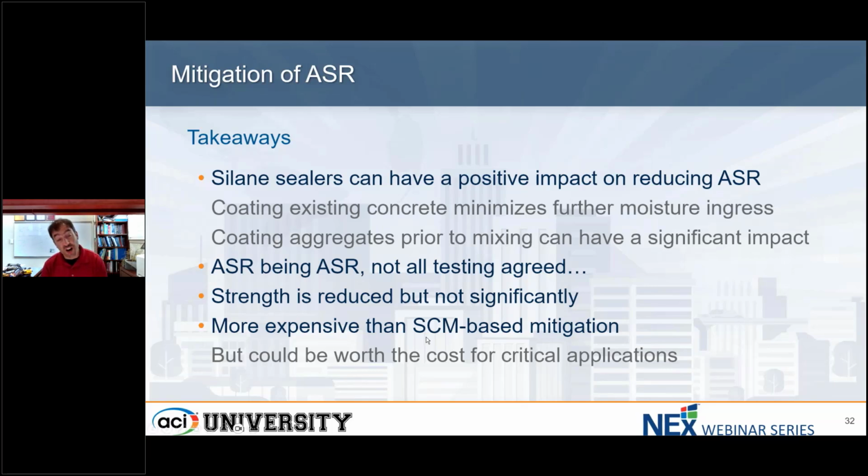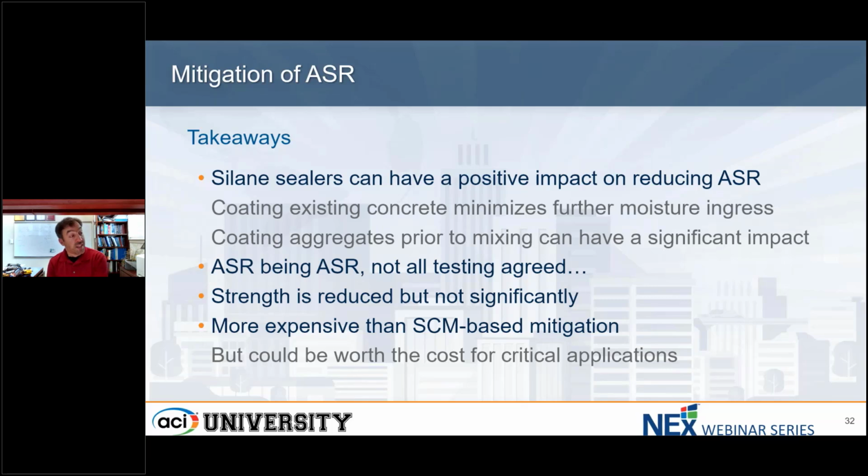The other part is cost. We're always thinking about money, and this, if any of you have used silane, and I didn't know this till we started the project, good Lord, silane's expensive. Compared to like calcium chloride accelerators, in the realm of admixtures, it is more expensive. However, going back to if you only have certain sources available and you have critical applications, this could easily be worth the cost compared to the risk of having ASR damage a critical structure.